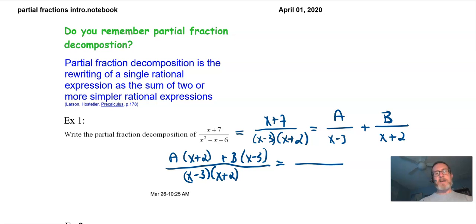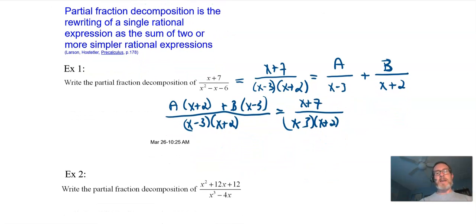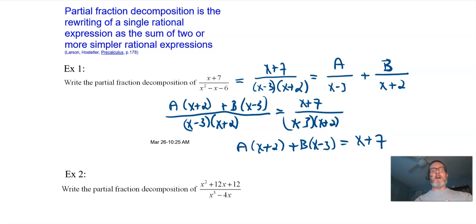And we know that that has to equal x plus 7. So we're basically saying this new numerator has to equal the old numerator, and now we've got to figure out how to do that. So we're going to say basically a times x plus 2 plus b times x minus 3 equals x plus 7. Now there's a couple different ways to do this. I'm going to talk about the way that Mr. Fugay and I have basically shown over the last several years, and that is look for zeros.